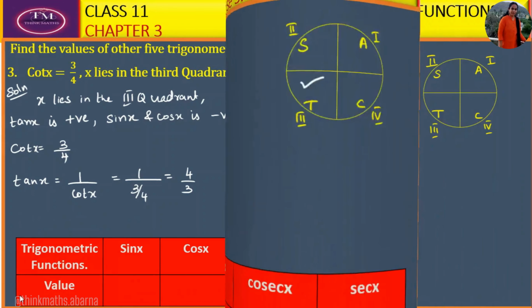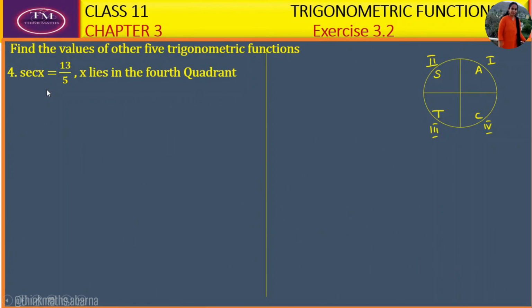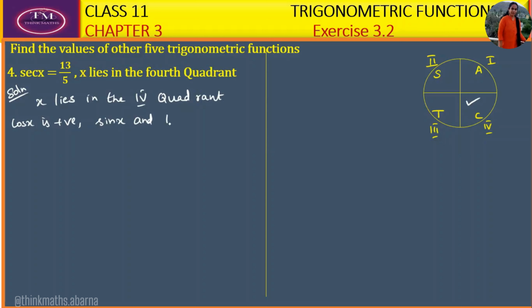So moving on to the fourth question. Secant x equal to 13 by 5. X lies in the fourth quadrant. In the fourth quadrant, cos x and secant x are positive. So let me start the solution. X lies in the fourth quadrant. So in the fourth quadrant, who is positive? Cos x is positive, sin x and tan x are negative.